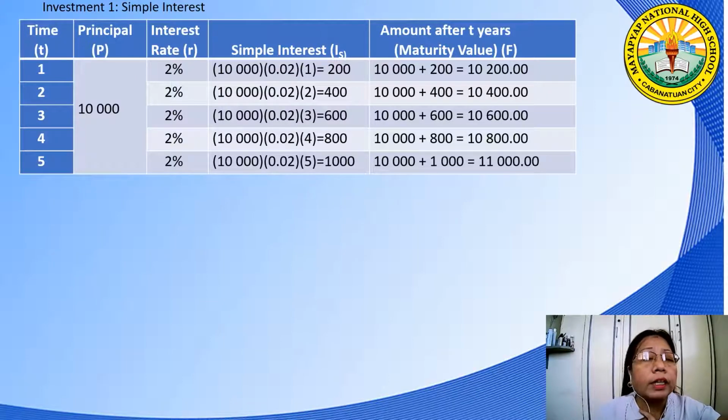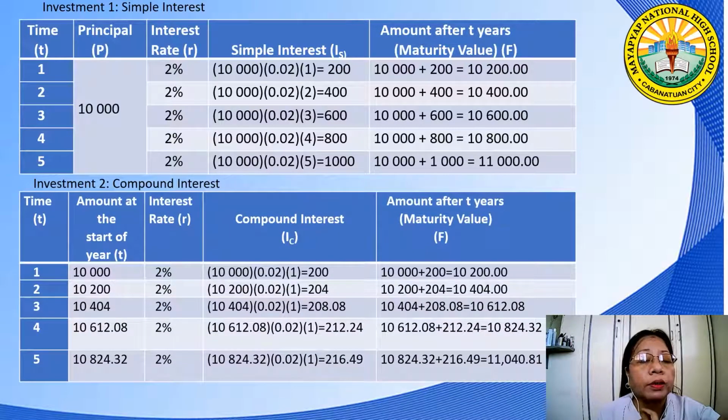And then for investment number 2, computation of compound interest, same number of years, 5 years. The amount at the start of the year is 10,000 pesos, same interest rate. The computed compound interest after 1 year, the interest is 200, which is the same as in the computation for simple interest. And then you add this interest to the principal, so that becomes 10,200.